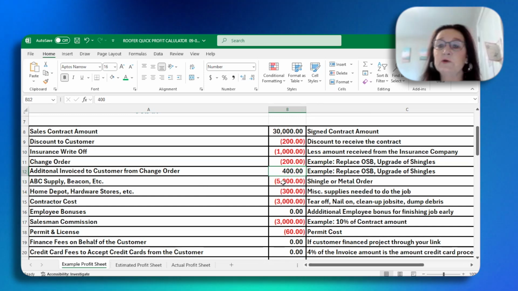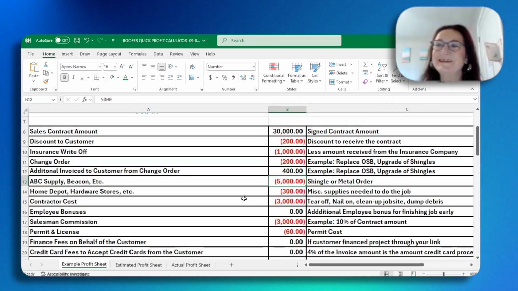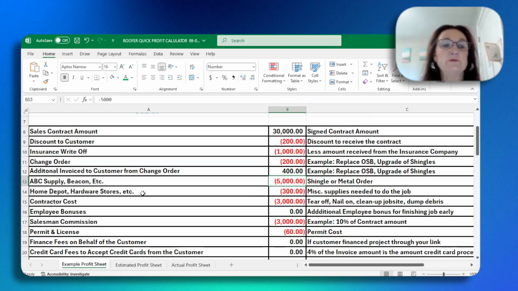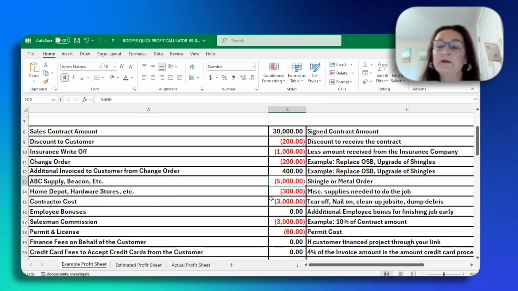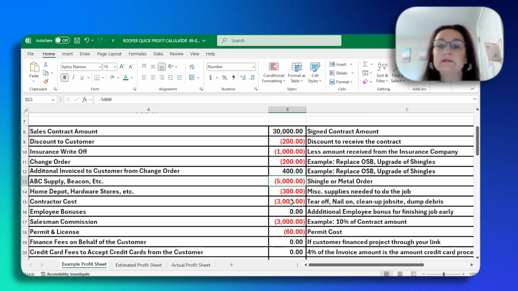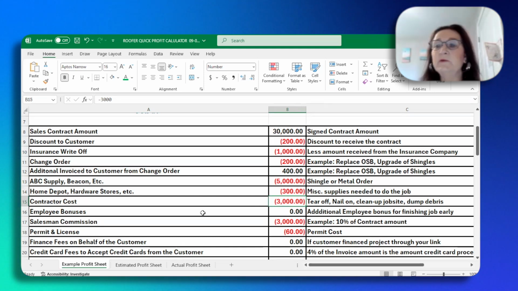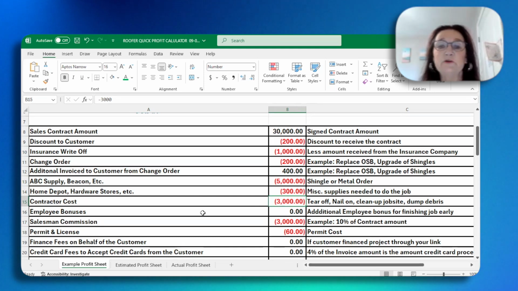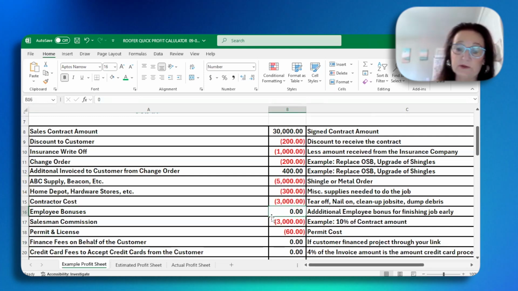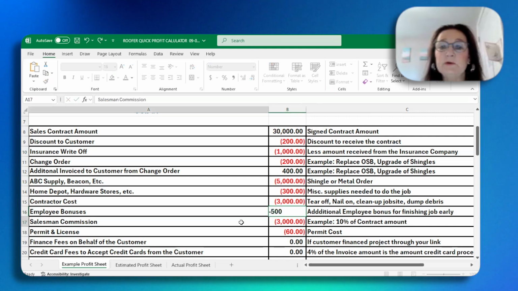And then whatever your shingle or your metal order is from ABC, Beacon, wherever you choose to buy your supplies. And then if you had extra supplies you bought from Home Depot, Ace Hardware, any hardware store, any of that information. And then if you're having a contractor do this job for you, you're subbing it out to them, this is where you put the minus, however much you're paying them. If your employees are working on the job, their salary will actually be in our overhead costs, but say that you're paying them an extra bonus, then you could put that in here. Say if you're paying them an extra $500, then you can put that there.